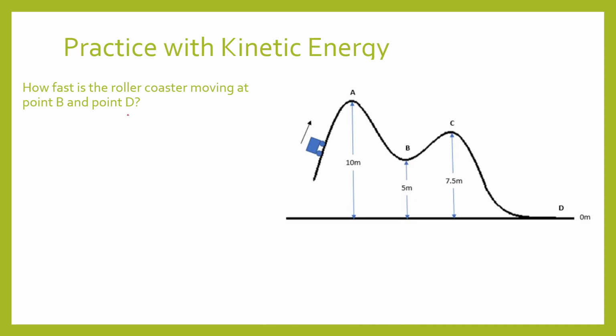So we just did point D. We found out how fast it was going at point D. Remember, it was 14 meters per second. What I want to do now is find out how fast it is going at point B. So before we even do this problem, I want you to think about this. If it's going 14 at the end, do you think it's going to be going faster or slower when it's up higher?